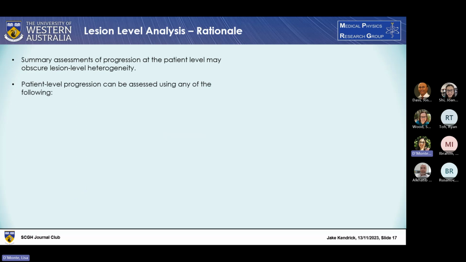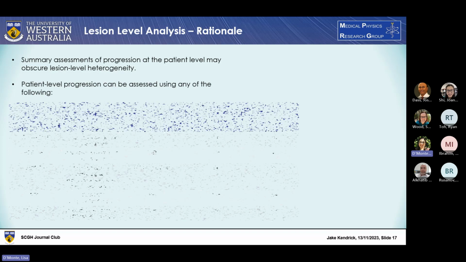So, as I mentioned, summary assessments of patient progression at the whole patient level can potentially obscure heterogeneity at the lesion level, right? What I mean by that is that you might see a patient progressing in terms of total tumour volume, but individual disease sites might actually be responding or stable in that scenario. This is something we wanted to look at a little bit deeper.